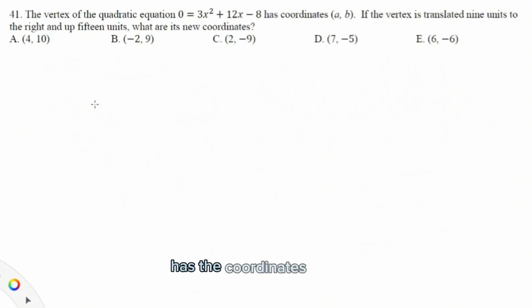Next, the vertex of the quadratic equation 0 is equal to 3x squared plus 12x minus 8 has the coordinates a and b. If the vertex is translated 9 units to the right and up 15 units, what are its new coordinates? Alright, this is very similar to the last problem. All we have to do is find the vertex of the quadratic equation, and then just add 9 units to the x, because we're going to the right 9, and add 15 units to the y because we're going up 15. So we can solve this.